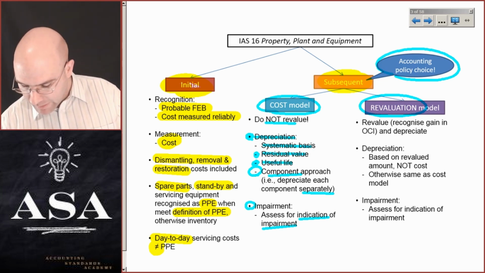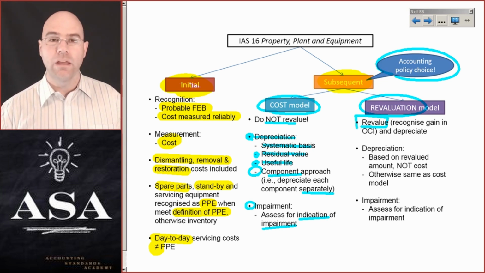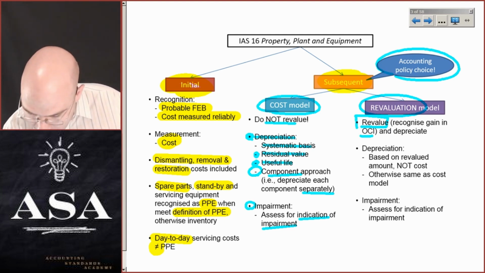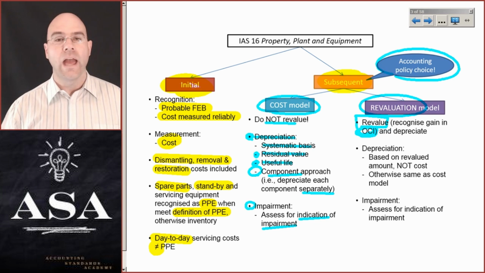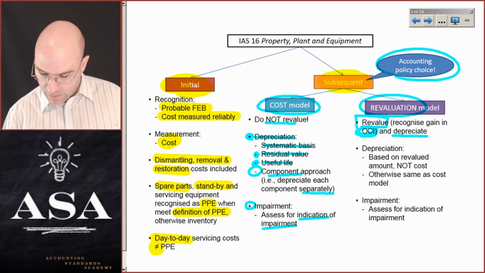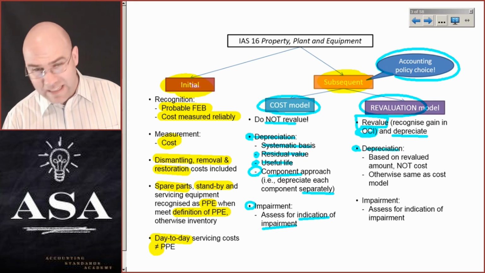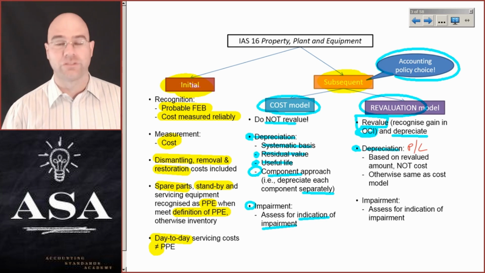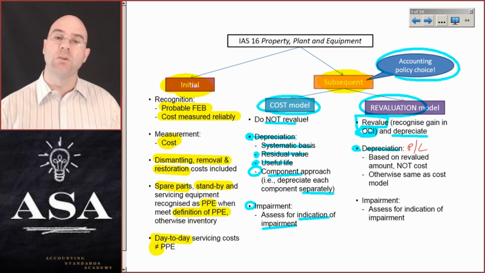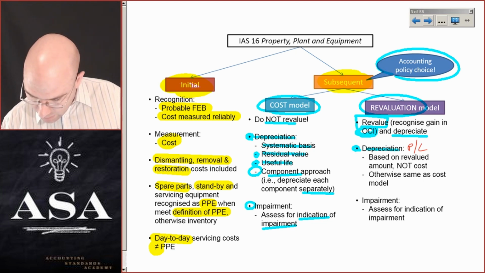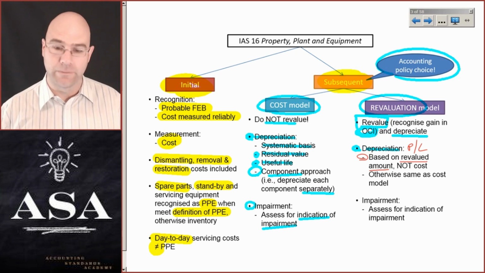The revaluation model, here you will revalue, okay, to fair value, and the fair value or the revaluation gain goes to other comprehensive income. And thereafter you must depreciate the new revalued amount. The depreciation, please, ladies and gentlemen, goes through profit or loss, not through other comprehensive income. The reval gain went through OCI, and then you will depreciate this revalued amount, but through P&L.